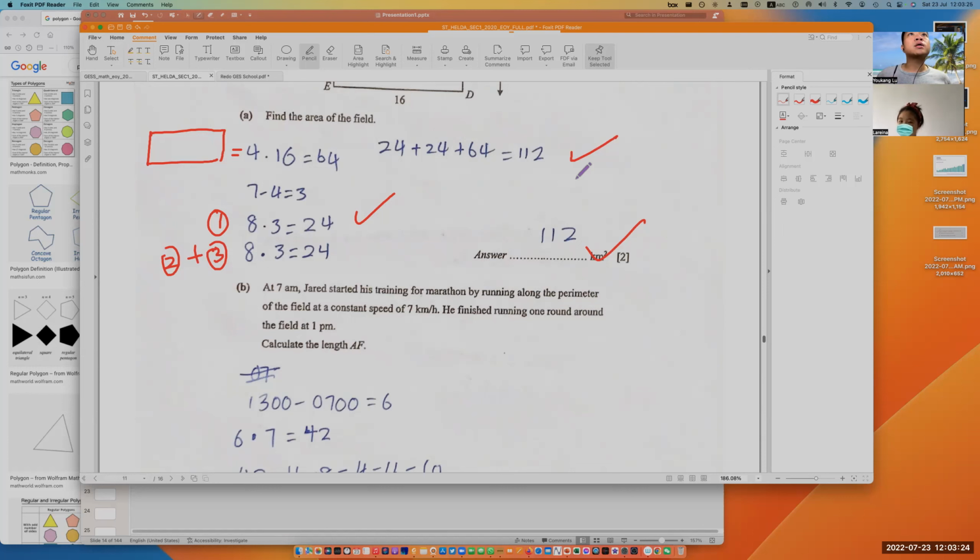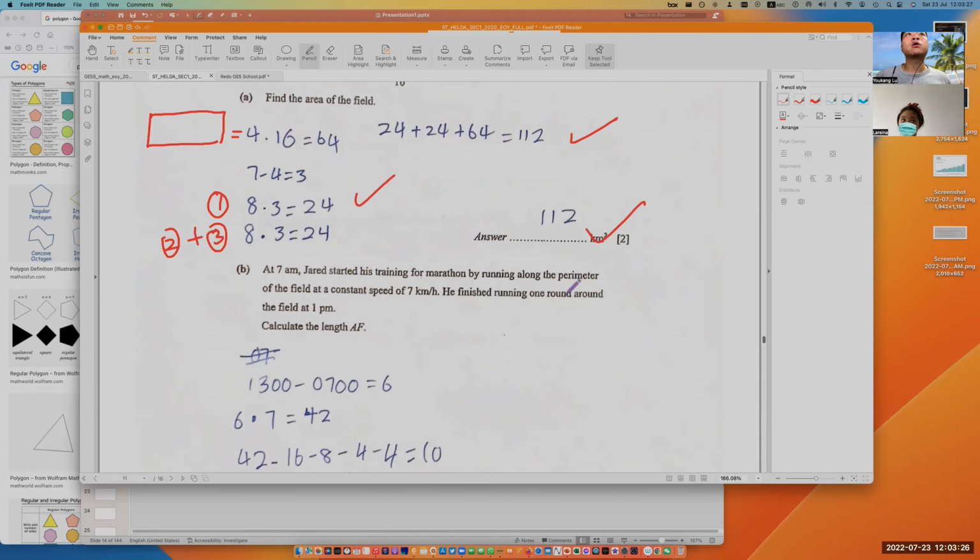And then it says what? At 7 a.m., he started his training by running along the perimeter of the field at a constant speed. The speed is 7 km/h, and then he finished running 1 round at 1 p.m. So what is the time between these two? 6 hours. So 6 times 7 is 42 kilometers. So 42 kilometers minus AF.